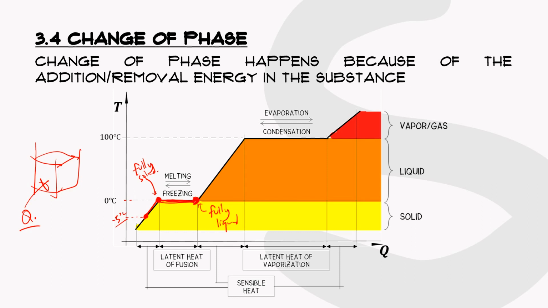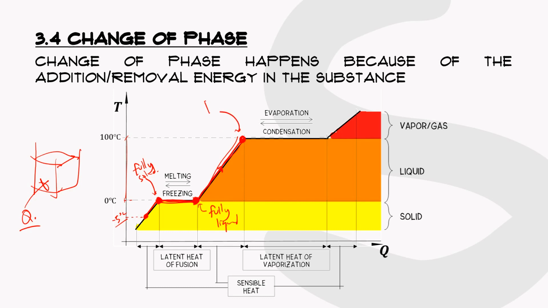And somewhere in between it's going to be a mixture of solid and liquid, because some portions of this ice are still solid, and some others are already converted into liquid. So if we add some more heat, then the temperature will start to increase again. So you see here we have an increase in temperature until it gets to the boiling point. So let's say the boiling point here is 100 degrees C.